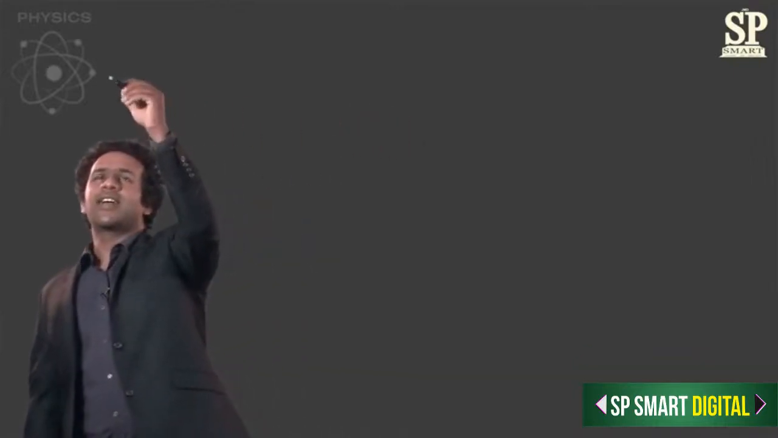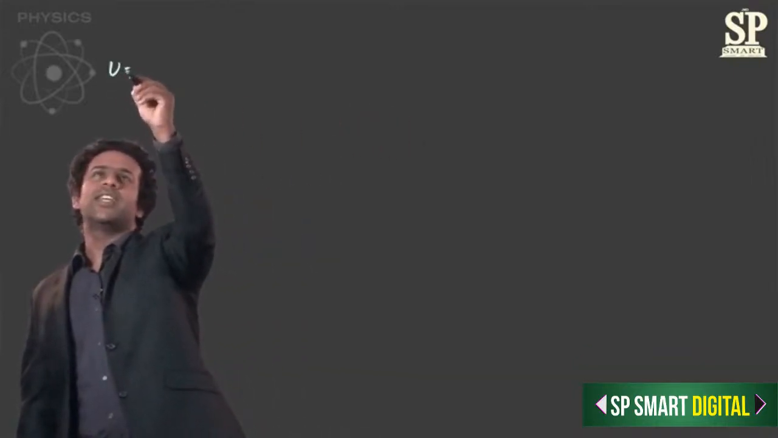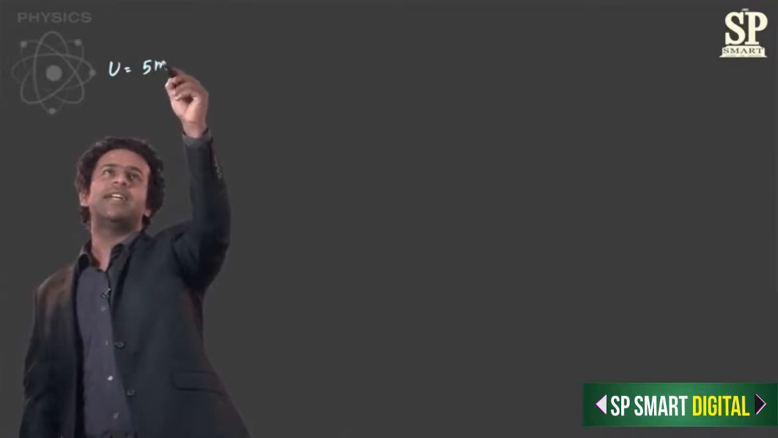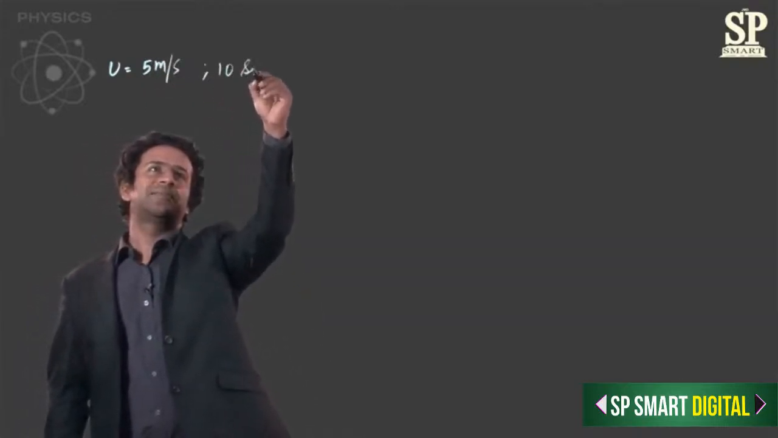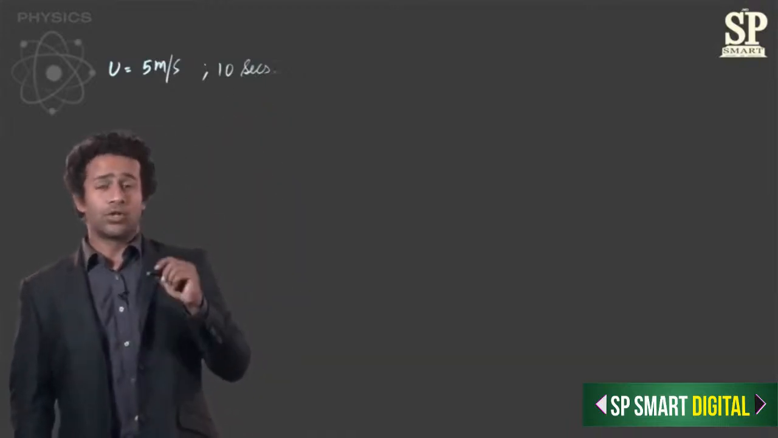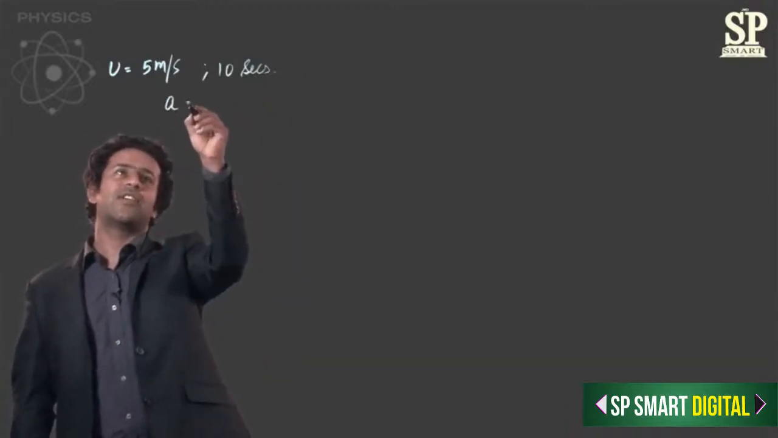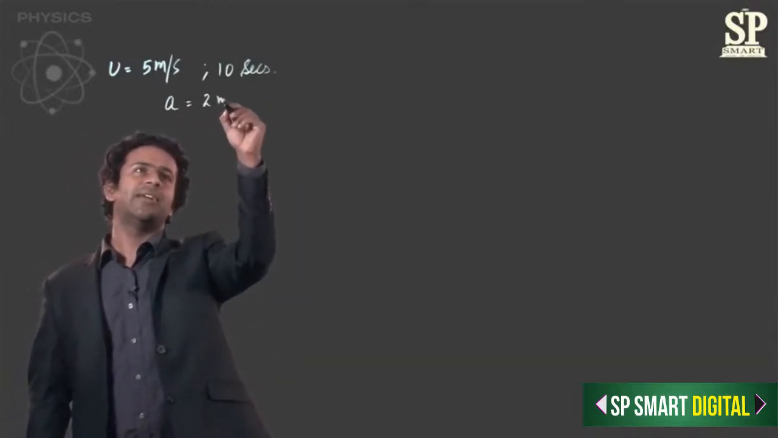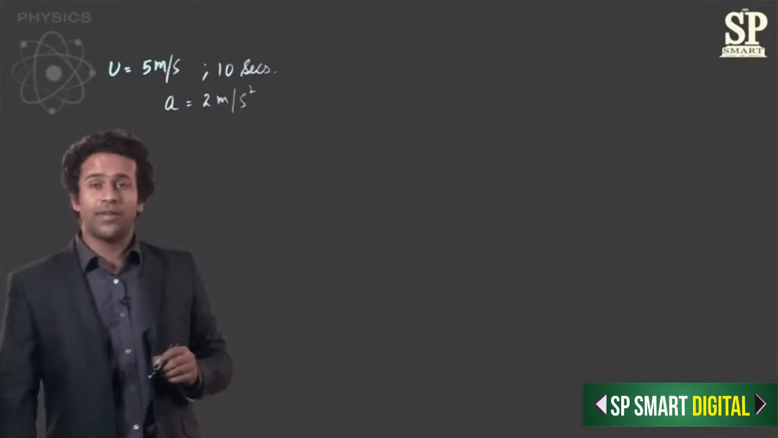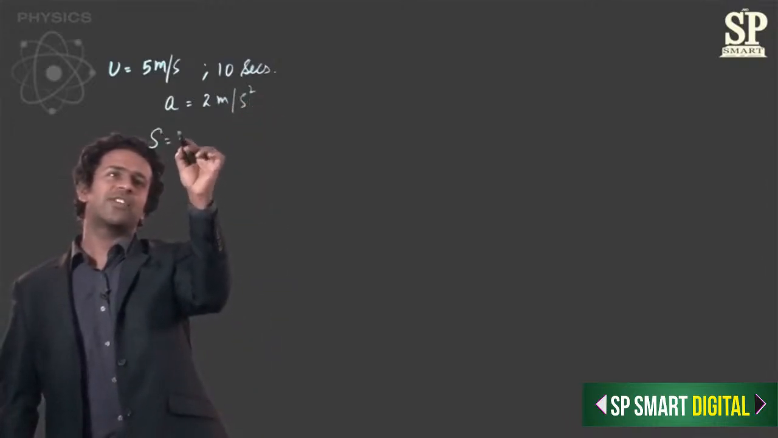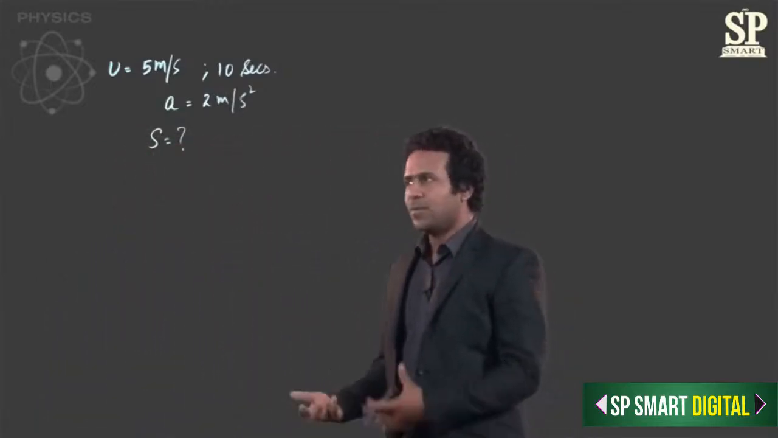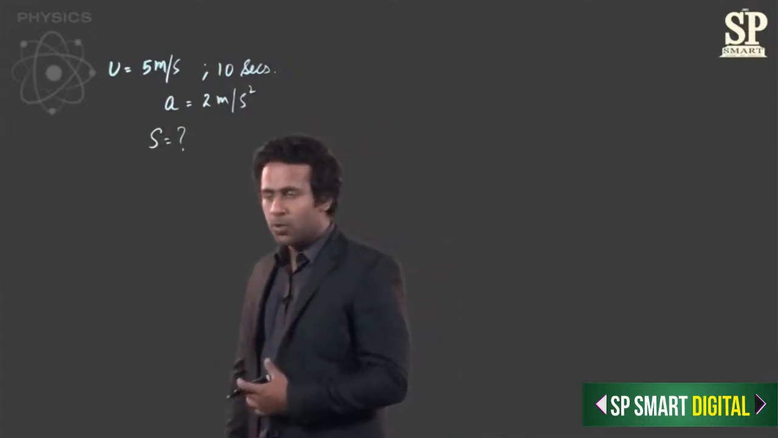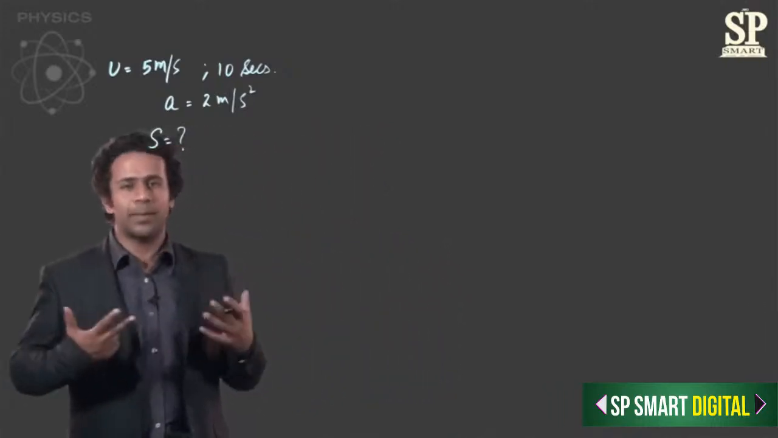Let's say it is given that a car which is moving with an initial speed of 5 meter per second moves for 10 seconds. It is also given that the acceleration of this car is 2 meter per second square. You have to find the displacement of this car in this interval of 10 seconds. Now, this is a very simple question. I'm sure you've even figured out what to do, but let me just list down the approach.